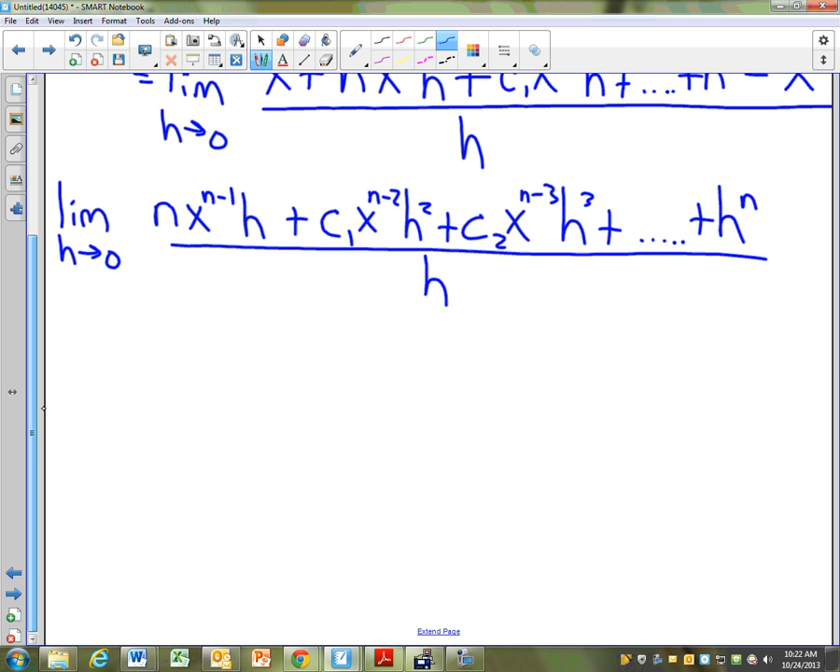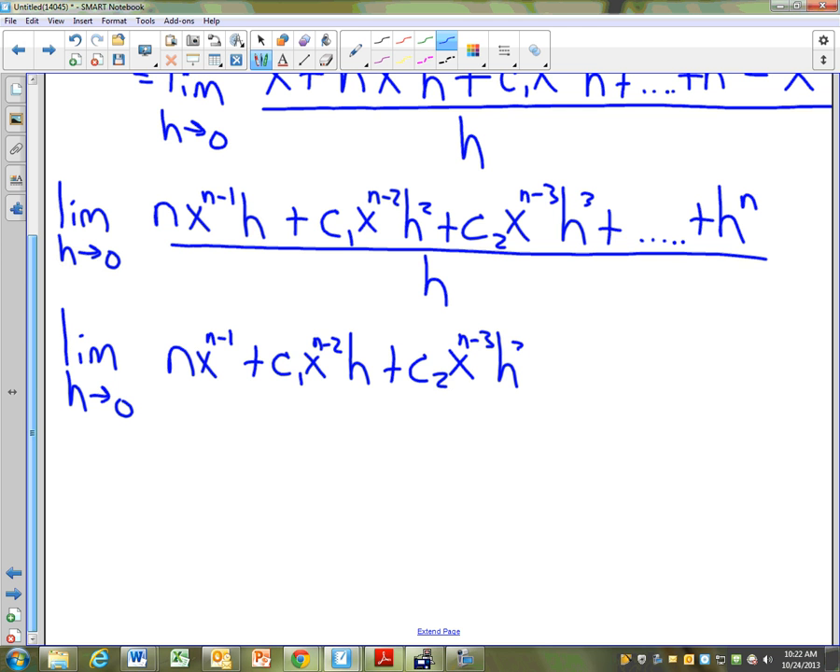Now we take out an h, right? So how about instead of writing the step where I factor it out, we just reduce the h powers all by 1? Is everybody okay with that? So now we have the limit as h approaches 0 of, this first one will be n times x to the n minus 1 plus c sub 1 times x to the n minus 2 times h plus c sub 2 times x to the n minus 3 times h squared plus dot dot dot plus h to the n minus 1.